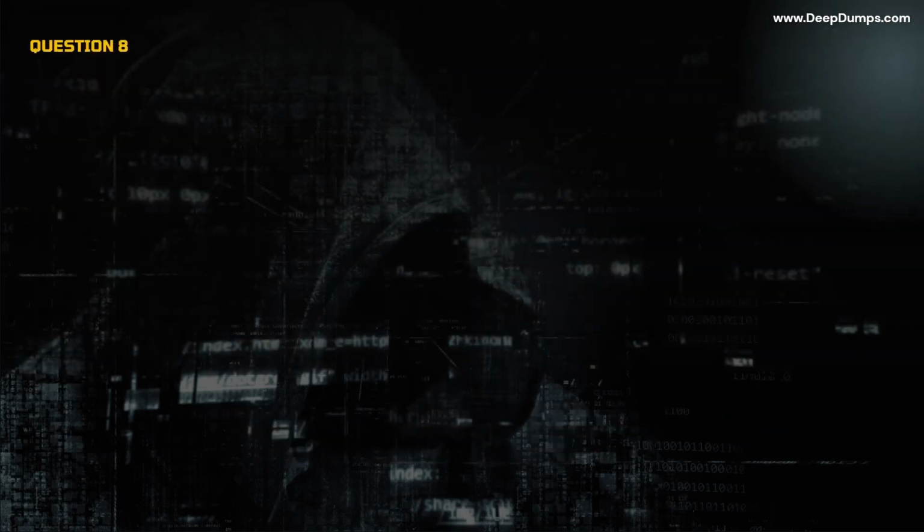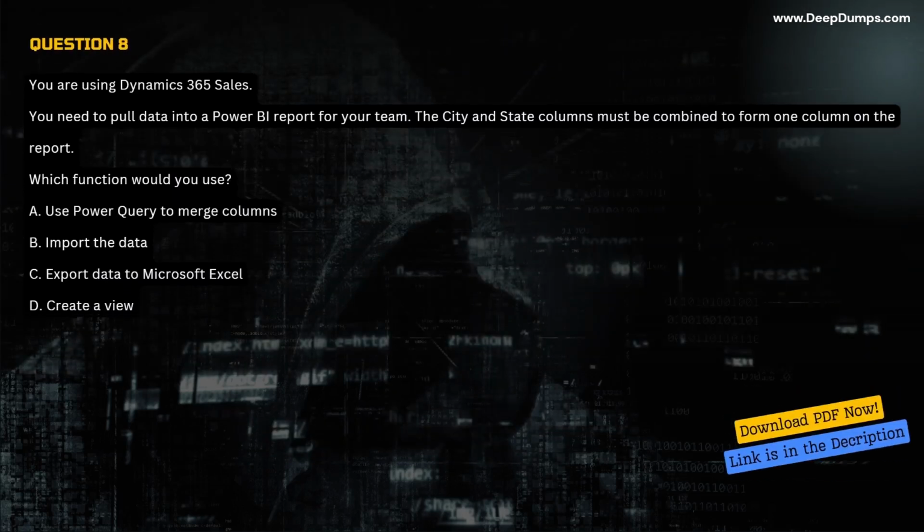Question 8. You are using Dynamics 365 Sales. You need to pull data into a Power BI report for your team. The city and state columns must be combined to form one column on the report. Which function would you use?